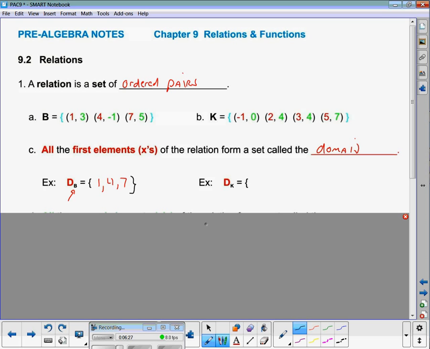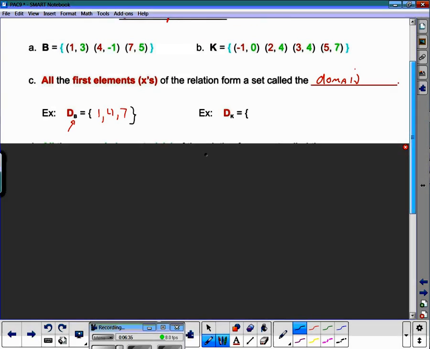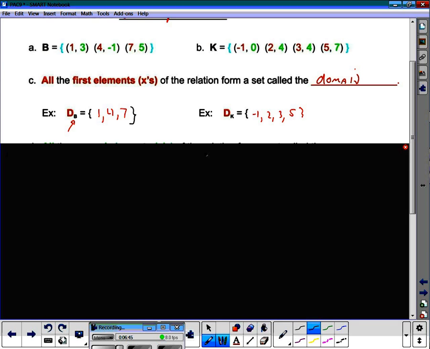So go ahead and do the domain for set K. Pretty easy. Everything's color-coded. Not hard. Go ahead and list the domain for set K. We're only listing the guys: -1, 2, 3, and 5. And close it with a brace.